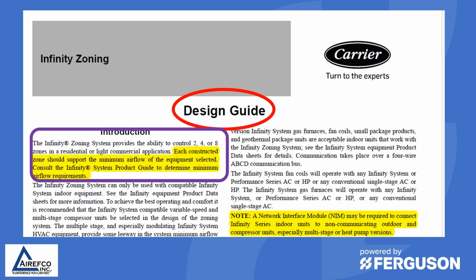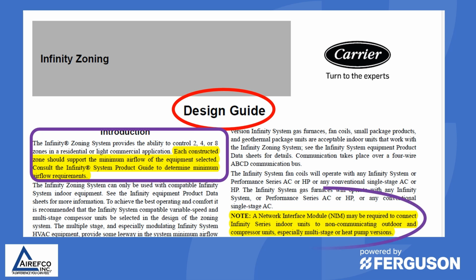We mentioned this in the floor plan that we looked at of our 4-zone system. And this is the first thing that is mentioned in the design guide because this is extremely important and it's a point which a lot of installers overlook. So the smallest zone on your system has to be able to support the minimum airflow of the equipment that you have selected. And you can consult the product guide for that equipment to determine what the minimum airflow requirements are, and you must design your ductwork for that zone to handle that minimum airflow requirement.